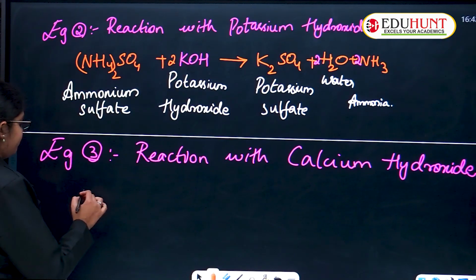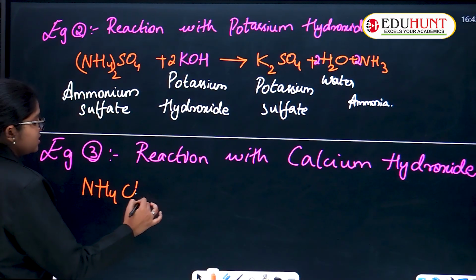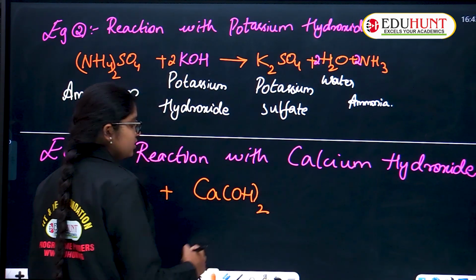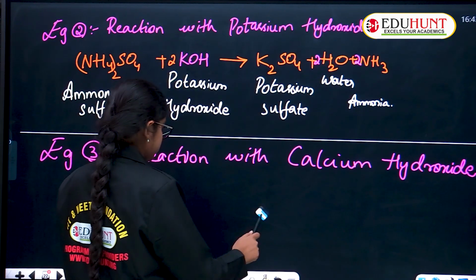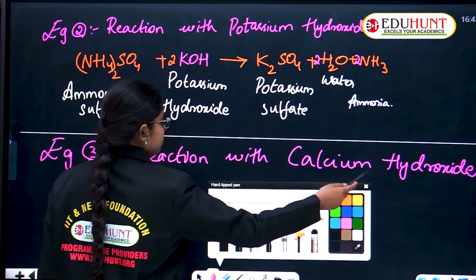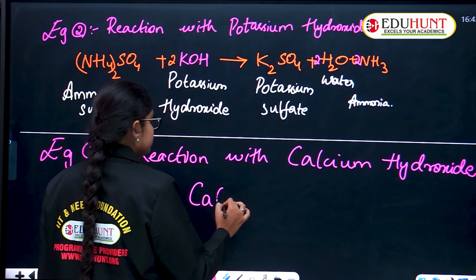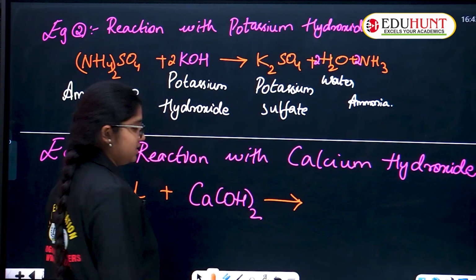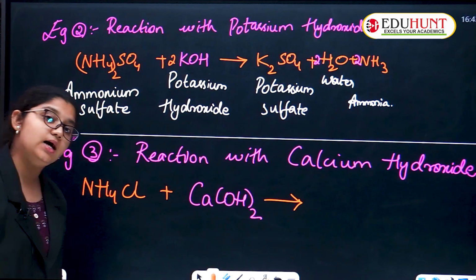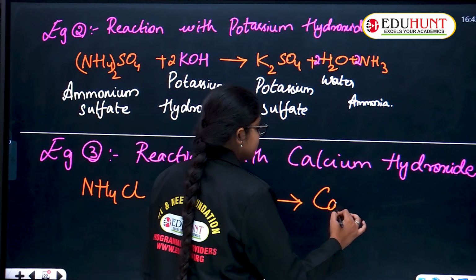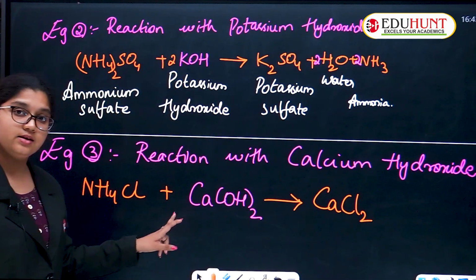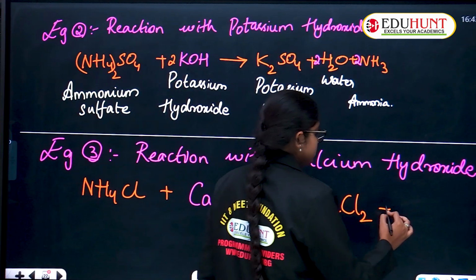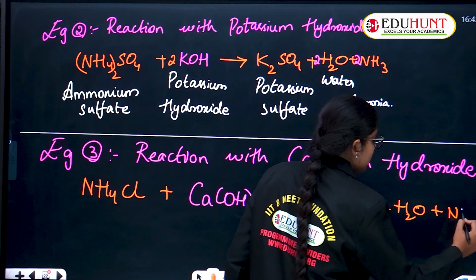Very good, ammonium chloride. To this I am adding calcium hydroxide, Ca(OH)2. Yes, given calcium hydroxide is there, no? Ca(OH)2. Now what do I get, children? I get the metal salt. What is the metal over here? Salt, Cl twice, because the valence of calcium is 2, so CaCl2 plus water molecule and ammonia.